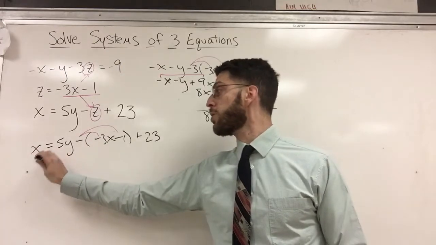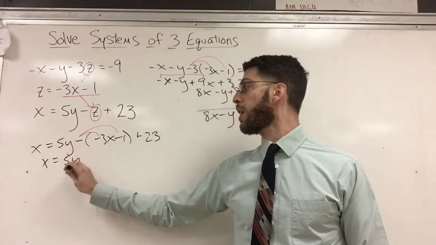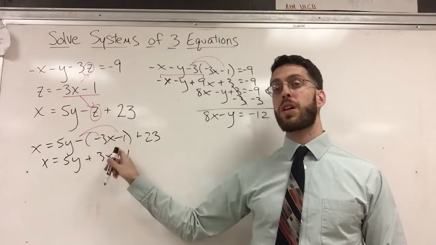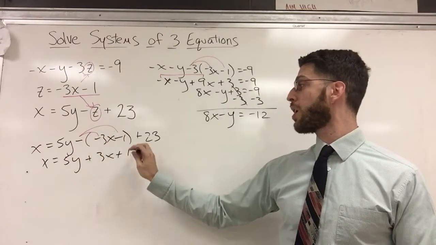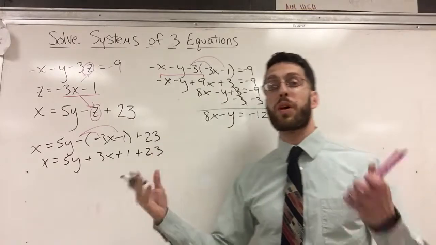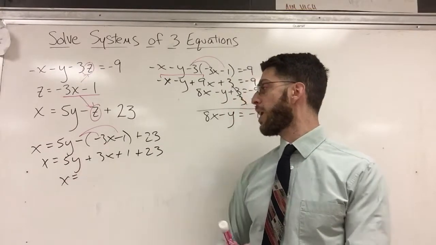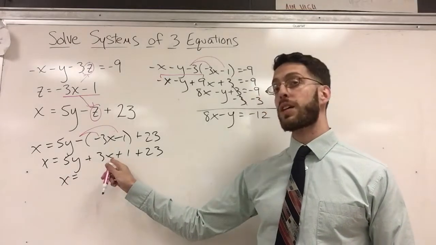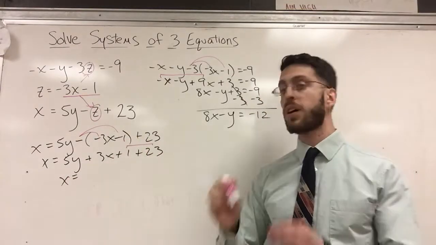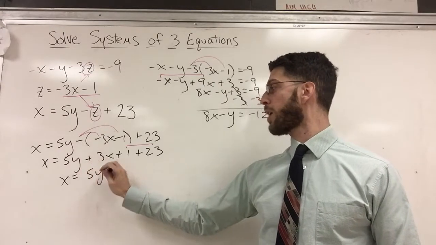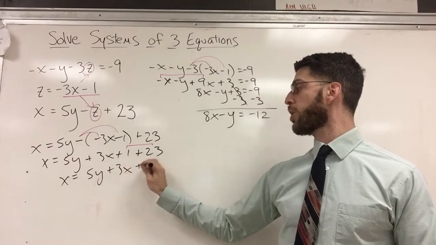So here, x equals 5y plus 3x plus 1. Right? If you're distributing a negative, the signs inside change. And then plus 23 drops down. Again, we want to consolidate. So I have x equals, what is this? 5y and 3x are not like terms, but the 1 plus 23, I might as well combine those. So that's 5y plus 3x plus 24.